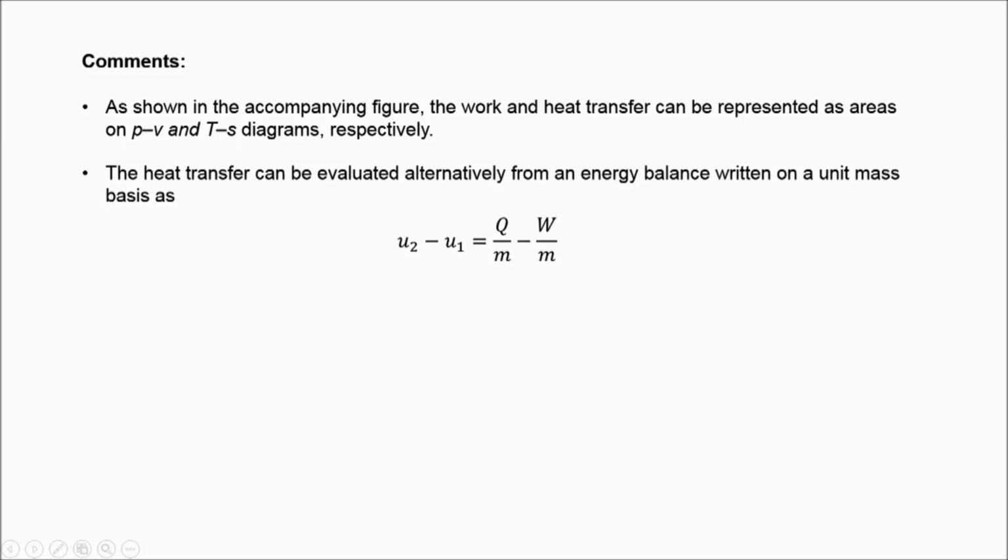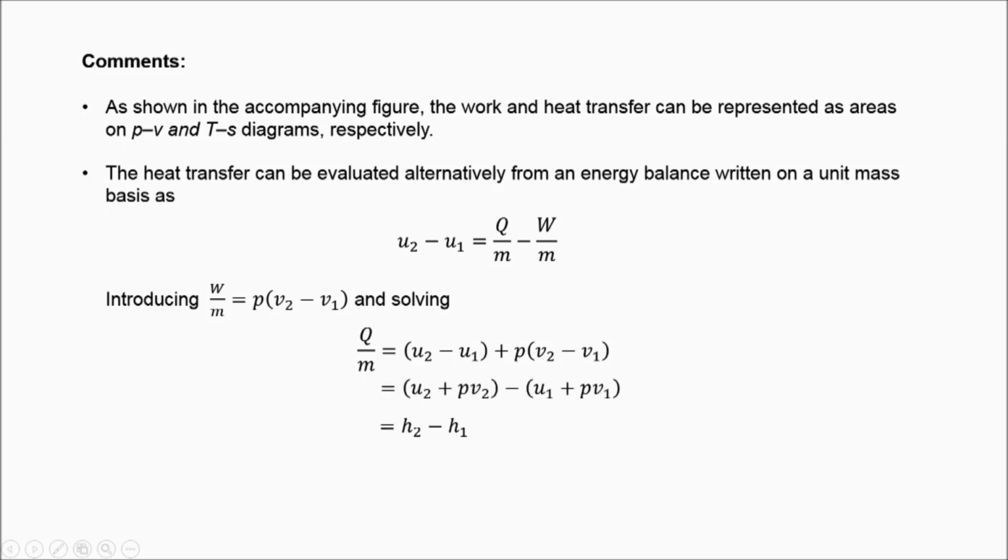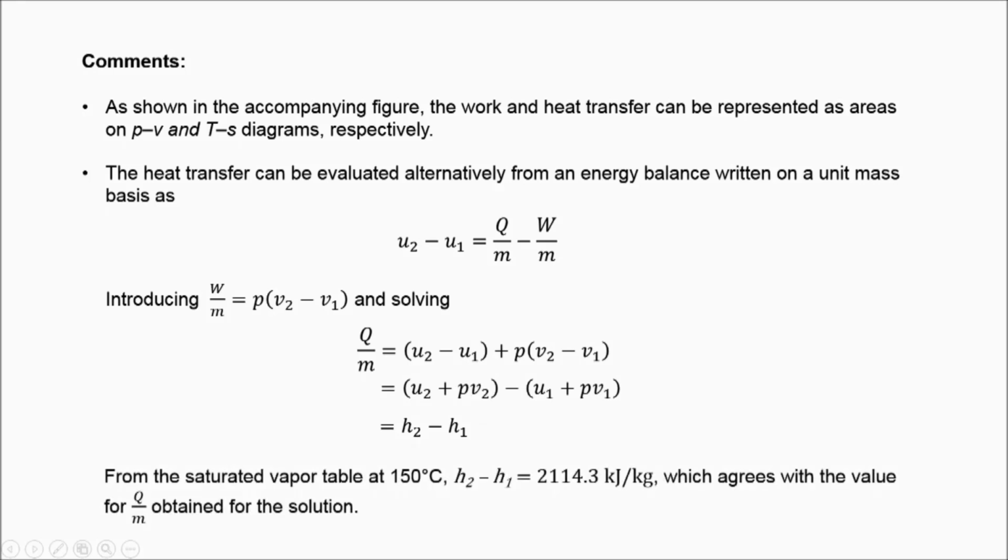The heat transfer can also be evaluated from an energy balance written on a per unit mass basis as U2 minus U1 equals Q over m minus W over m. Substituting W over m equal to P times (V2 minus V1) and solving the equation above, we obtain the following. Q over m is equal to U2 minus U1 plus P times (V2 minus V1), which can be rearranged as follows: (U2 plus PV2) minus (U1 plus PV1), or equal to H2 minus H1, by the definition of H equal to U plus PV. From the saturated vapor table at 150 degrees C, H2 minus H1 is equal to 2114.3 kilojoules per kilogram, which agrees with the value of Q over m we obtained previously in our solution.